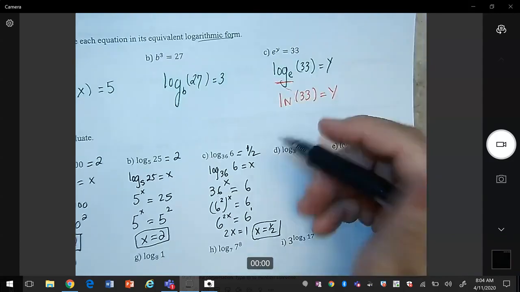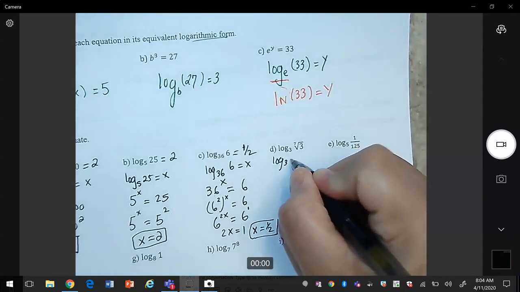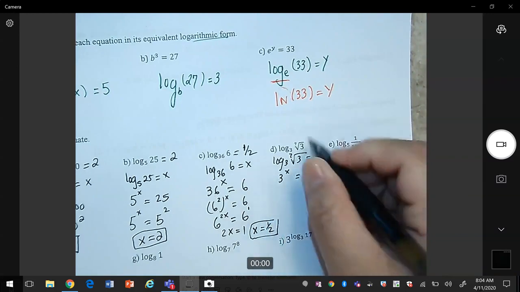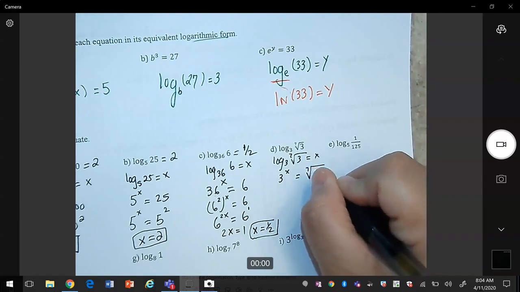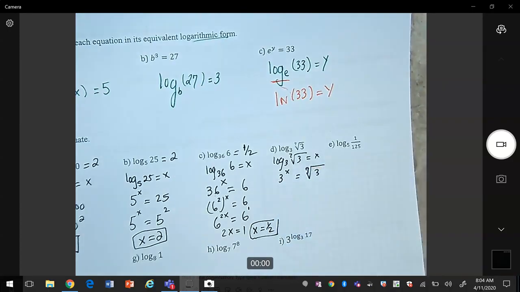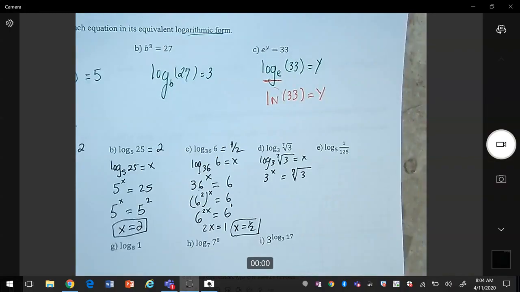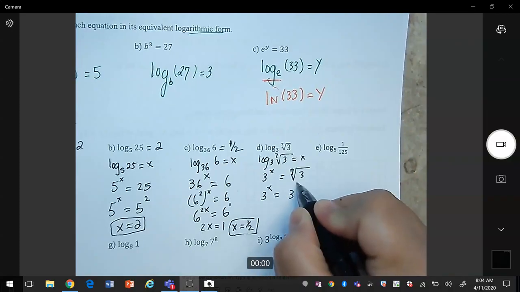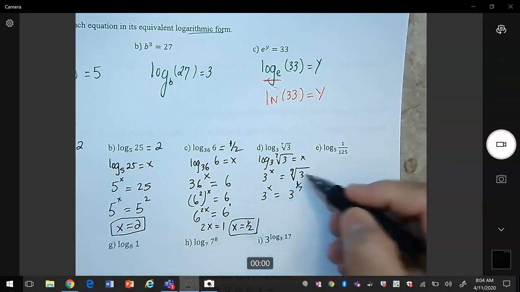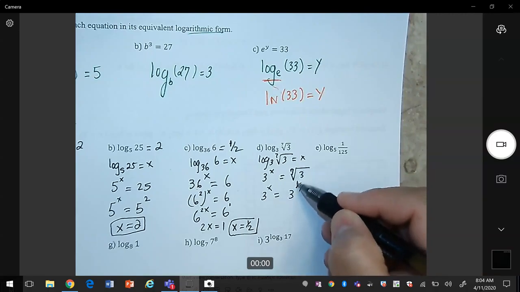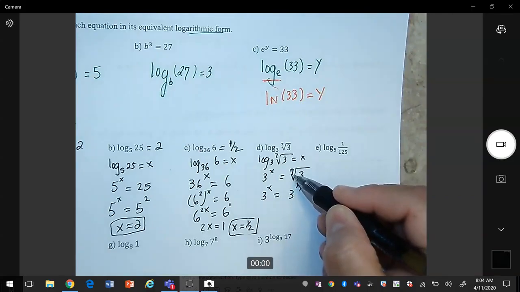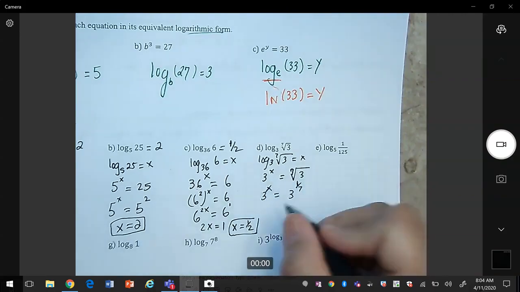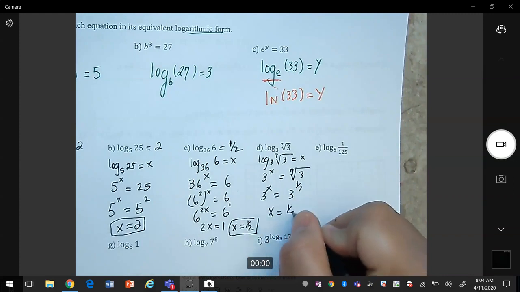And the next one we have 3 to the x is equal to the 7th root of 3. Since we have a root here, the 7th root, we can rewrite it as 3 to the 1/7. Remember the roots, we can write them as exponents, as fractions, with the index being your denominator in the fraction. So now we can see that x is going to be 1/7.